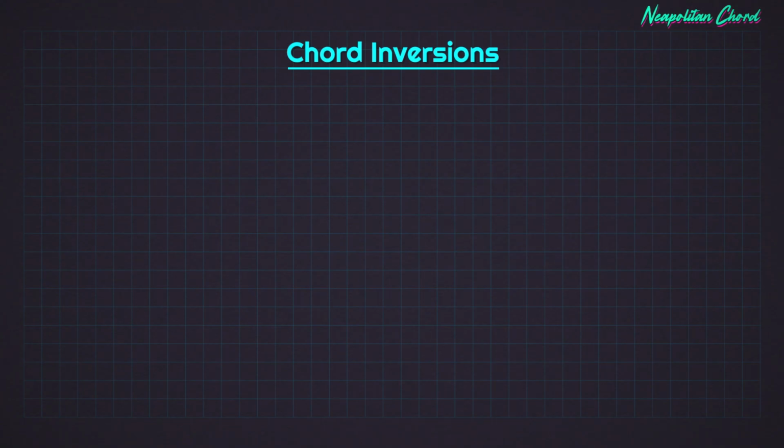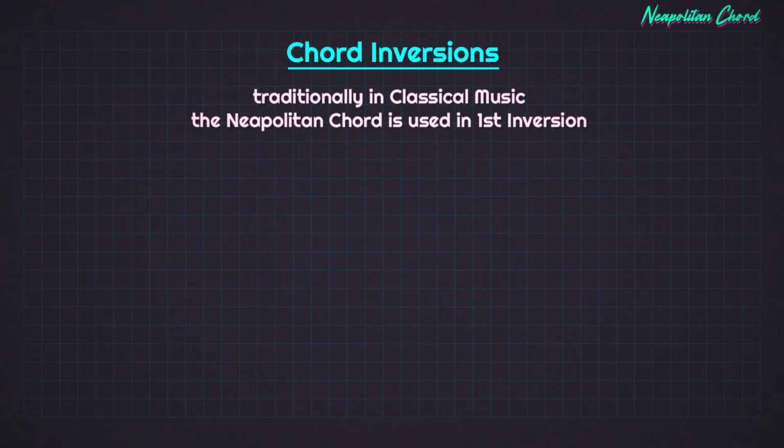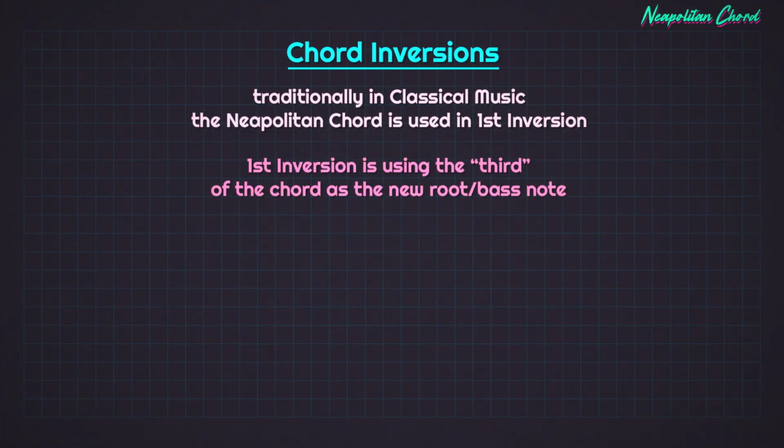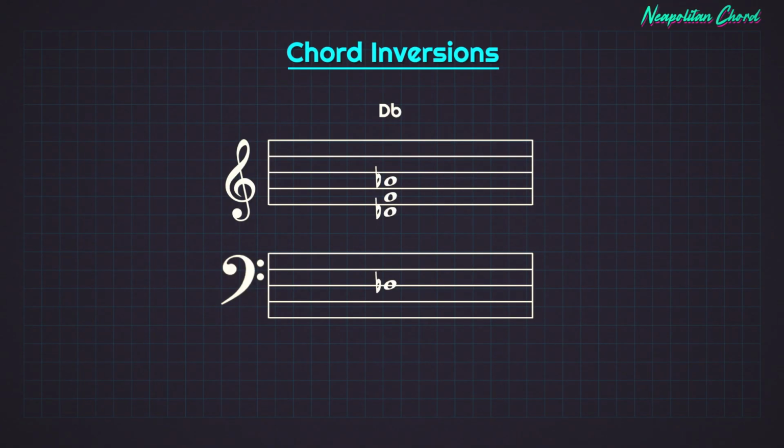And what does this have to do with the Neapolitan chord? Well, traditionally in classical music, the Neapolitan is used in first inversion. And first inversion means you use the third of a chord. And if that sounds a little confusing, we'll do another breakdown. So here's our Neapolitan chord, D flat major. And this is what's known as root position because our root note, D flat, in the bass clef is the same as the name of the chord.